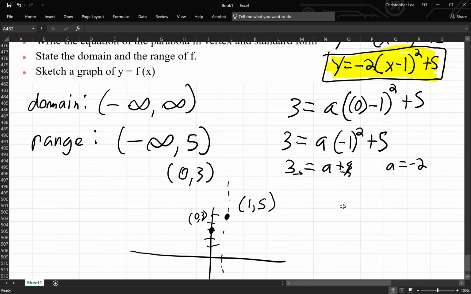Anyway, x-intercepts. The x-intercepts are where the graph crosses the x-axis, when y equals 0. So long story short, what do I have to do? I have to set the equation equal to 0.